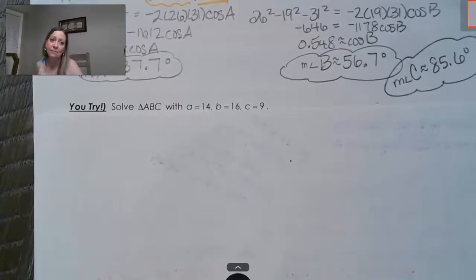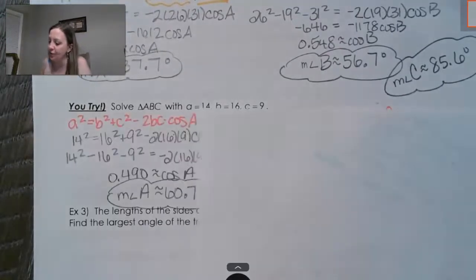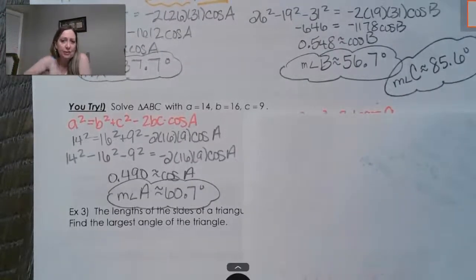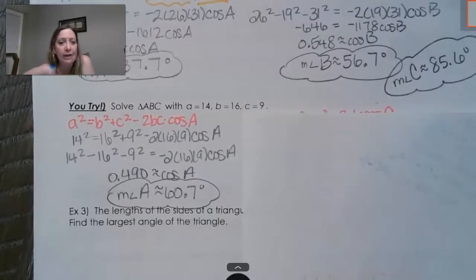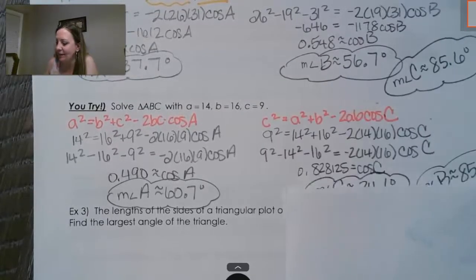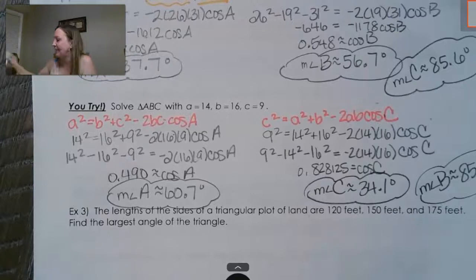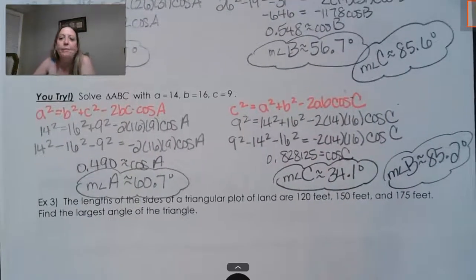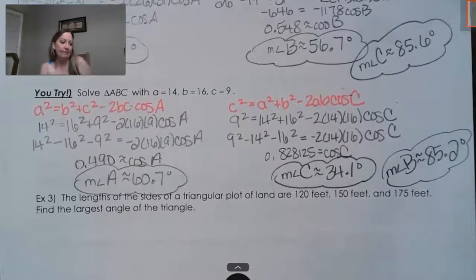Okay, let's see how we did. First, I figured you guys would choose A. It doesn't really matter, but I chose A, and I got that A was about 60.7 degrees. Then I decided to spruce things up, and instead I chose angle C to find next, and that gave me about 34.1 degrees. Oops. And then angle B was 85.2 degrees.